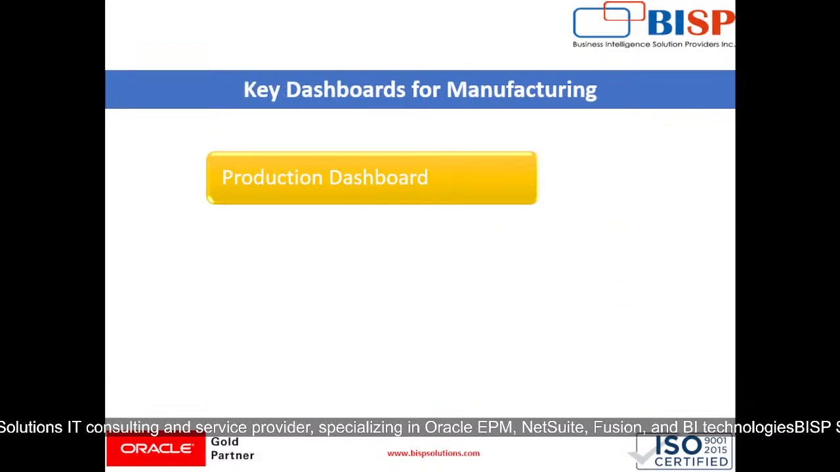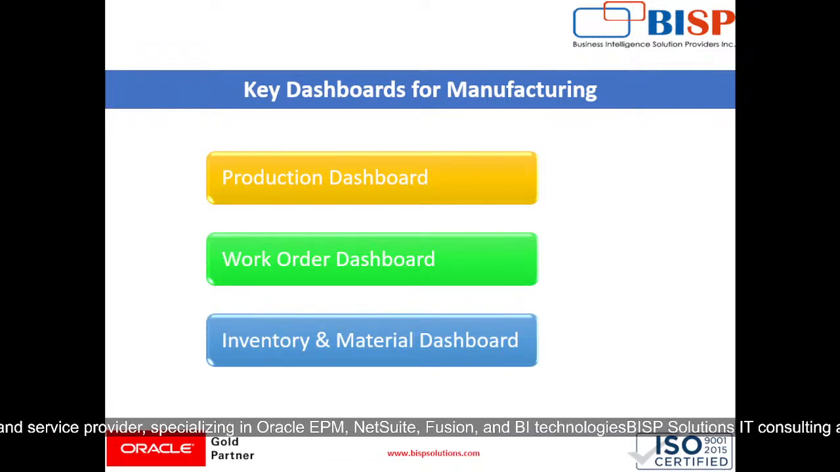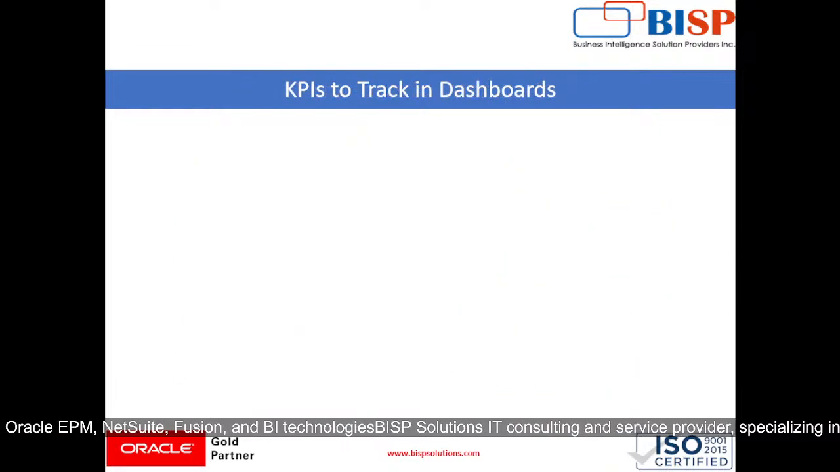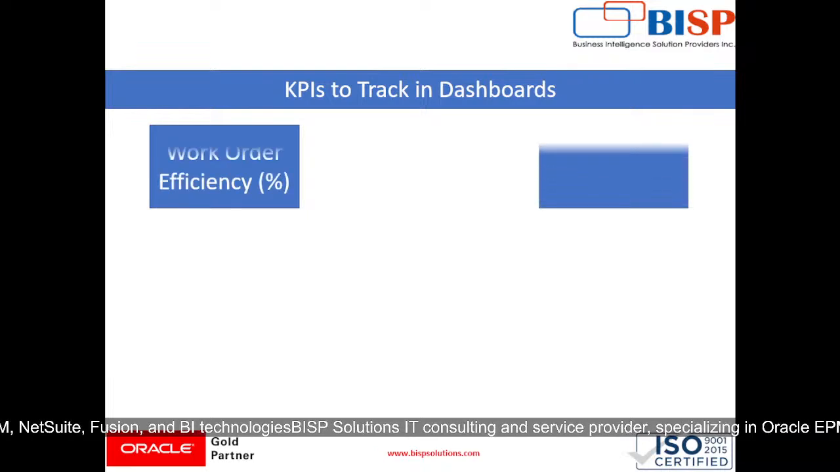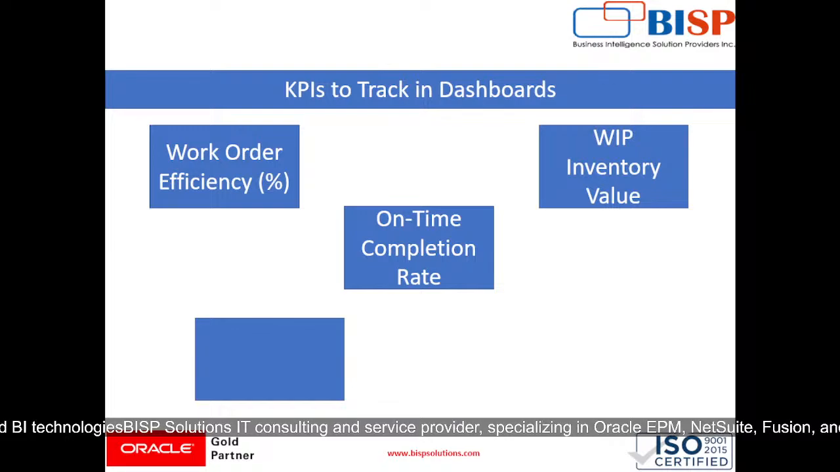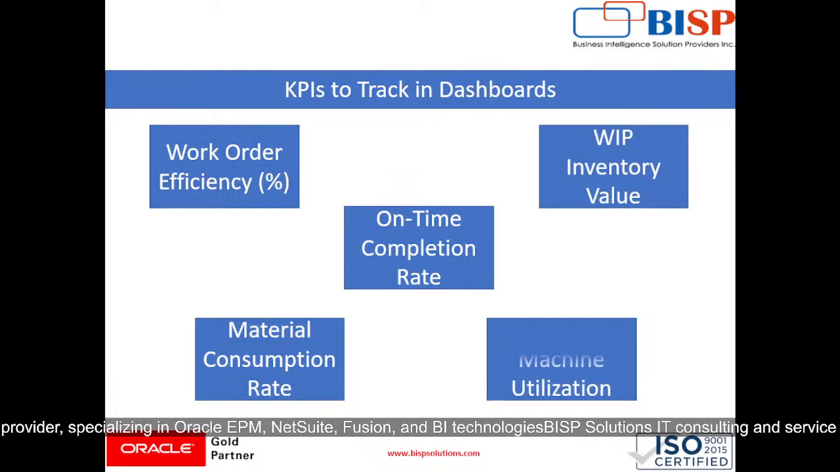Key dashboards for manufacturing: the production dashboard, work order dashboard, and inventory and material dashboard, so that we can see the progress of each department individually. Then KPIs to track in the dashboard, where work order efficiency percentage is provided, WIP inventory value, on-time completion rate, and material consumption rate, at how much rate material is consumed for production of final goods, and labor and machine utilization.